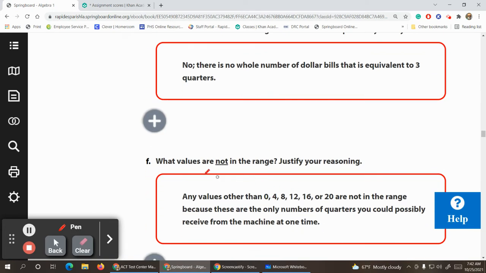And then lastly, it's that same question about the domain, but this time it's the range. What values are not in the range? Justify your reasoning. Any value other than 0, 4, 8, 12, 16, or 20 is not in the range because those are the only number of quarters you could possibly receive from the machine at one time.